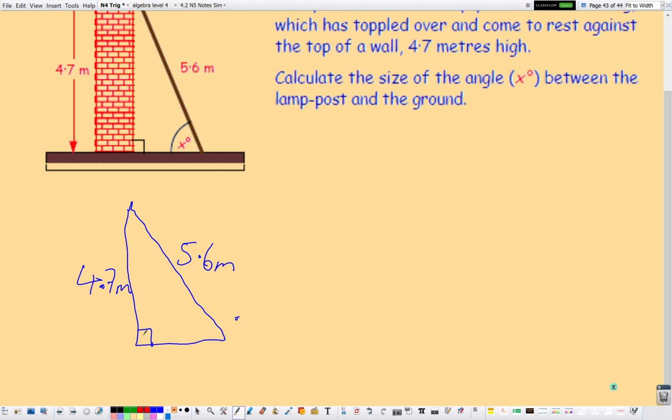So across from the right angle is my hypotenuse. Oh sorry, I need my angle in here, which is x degrees. Across from my right angle is the hypotenuse. Across from the angle x is my opposite side. Next to my angle x is the adjacent side.